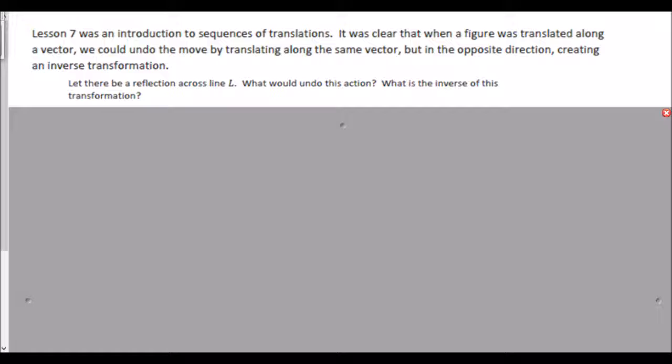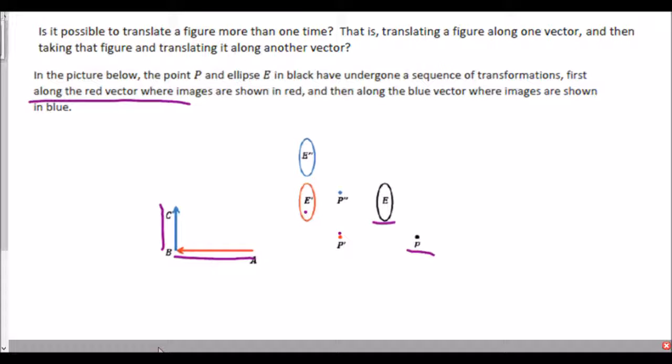All right. So that's all for lesson 7, translating along more than one vector. So we're sequencing translations. So we saw that. It was clear that when you translate along the vector, you could undo the move by translating along the same vector, but in the opposite direction. Did you notice that when you were doing your page 33?